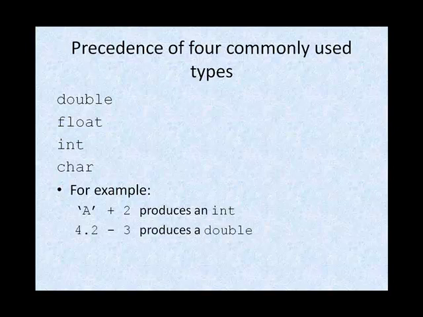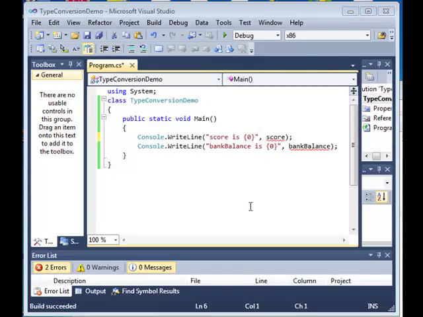For another example, if you take a double like 4.2 and subtract an integer, well then the integer has to be converted to a double and the result is a double. Double is the unifying type. So of the 4, double, float, int, char, the one that's higher on the list is the unifying type.